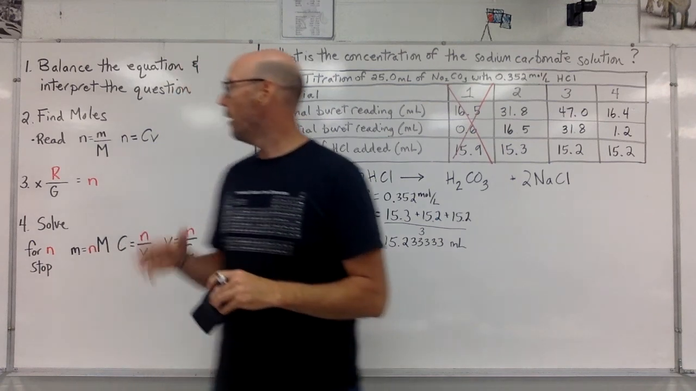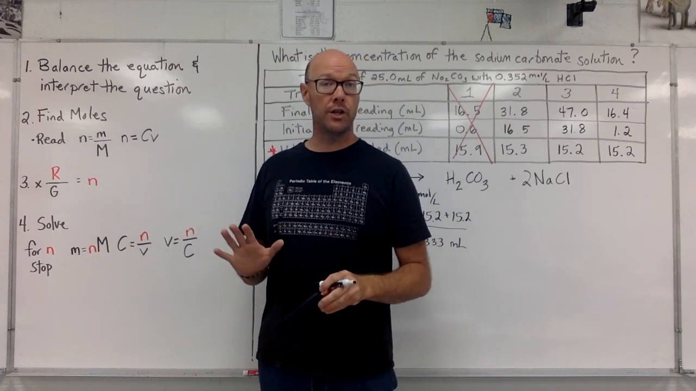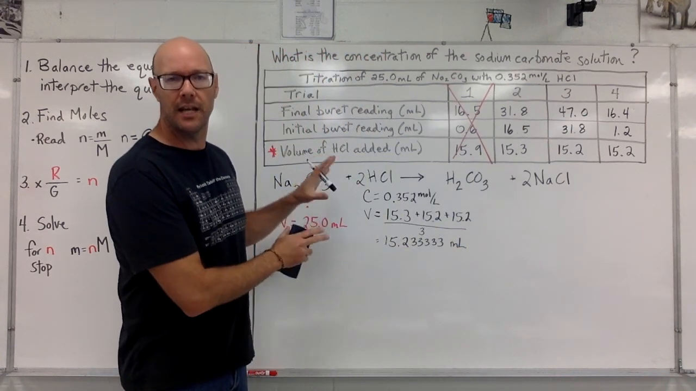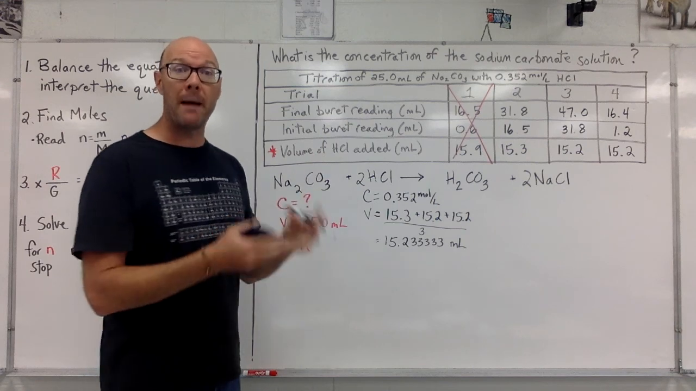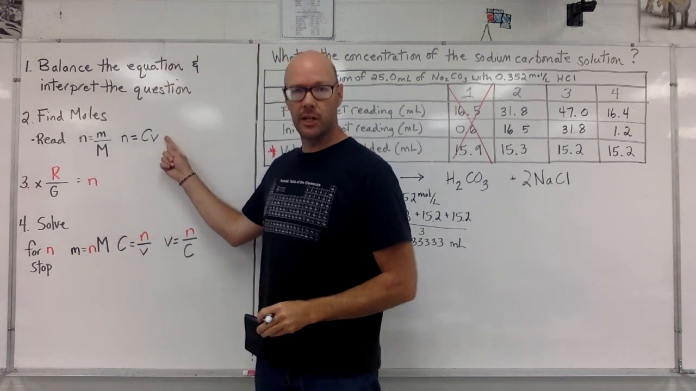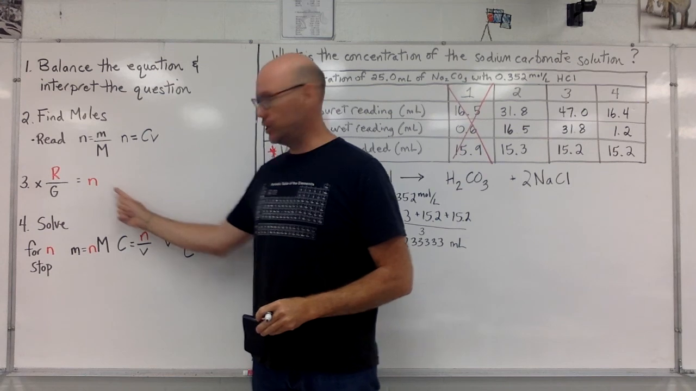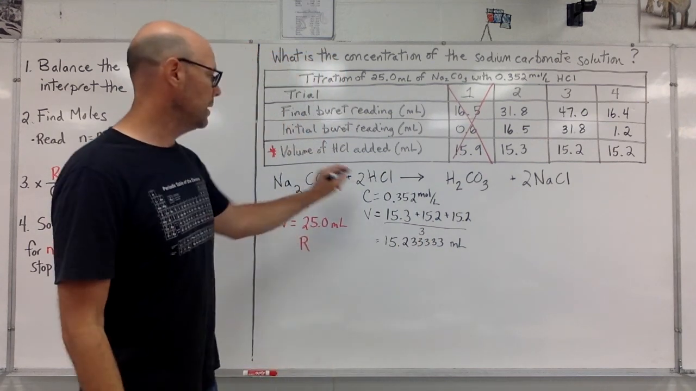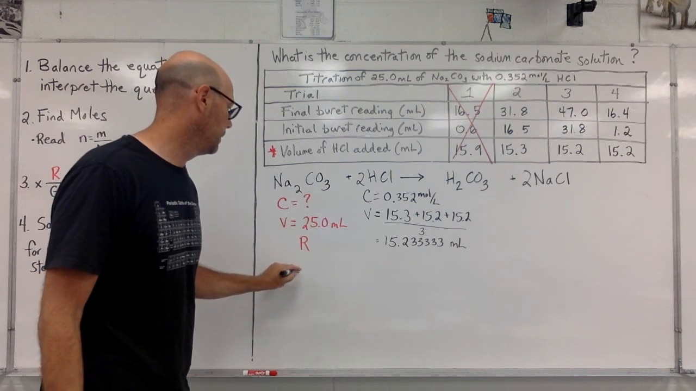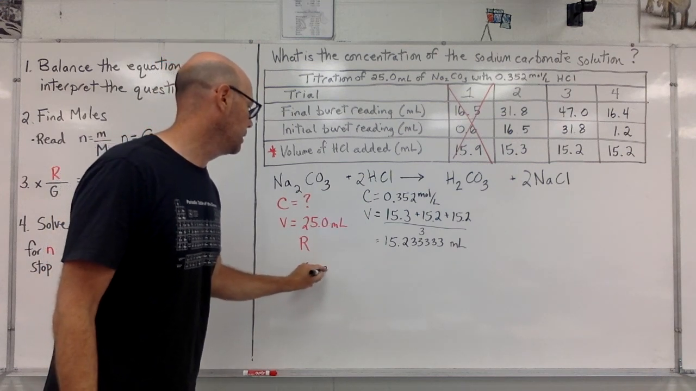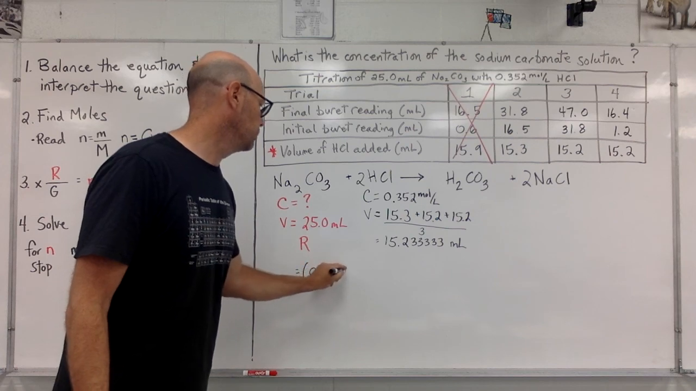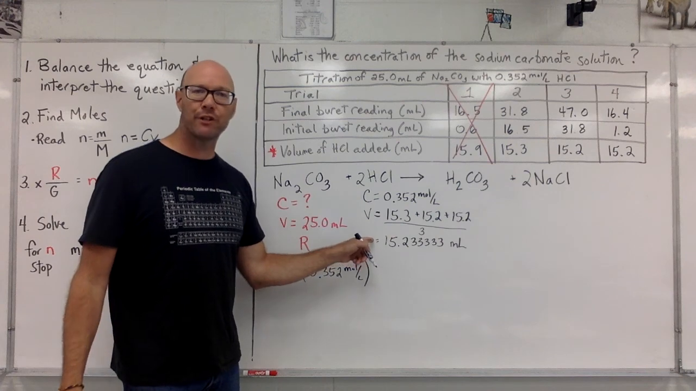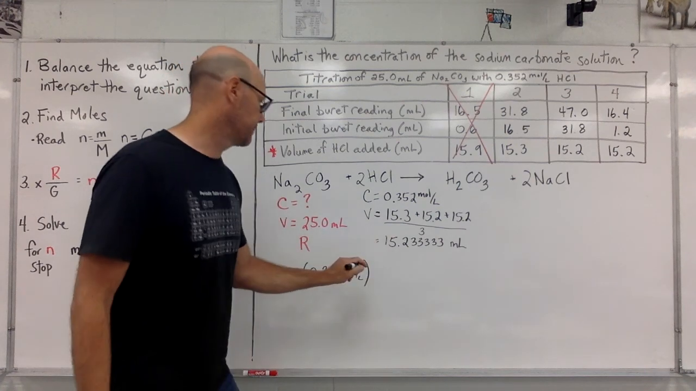We move on. Find moles. Remember that titration, all of the extra work is on the front end. All of the interpretation is where the extra work comes. The math itself is always going to be C times V times R over G divided by V. That's always the same. So here we go. C times V of R. The concentration is 0.352 moles per liter.